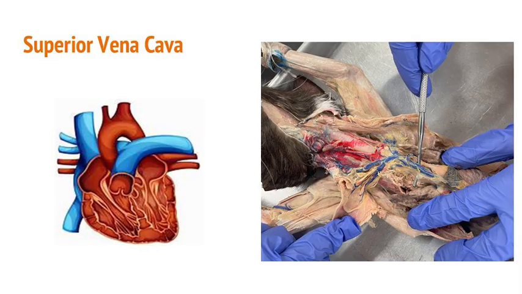Now we have the superior vena cava, which is a large vein that returns deoxygenated blood from the upper body to the heart's right atrium. The superior vena cava collects blood from many smaller veins, including the jugular veins, brachiocephalic veins, and the subclavian veins.